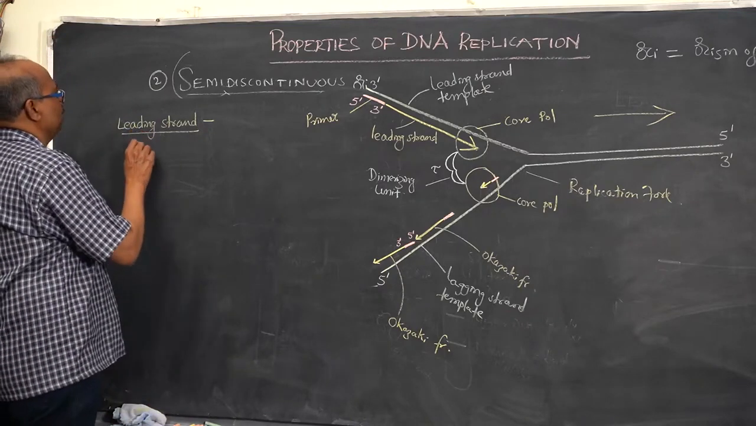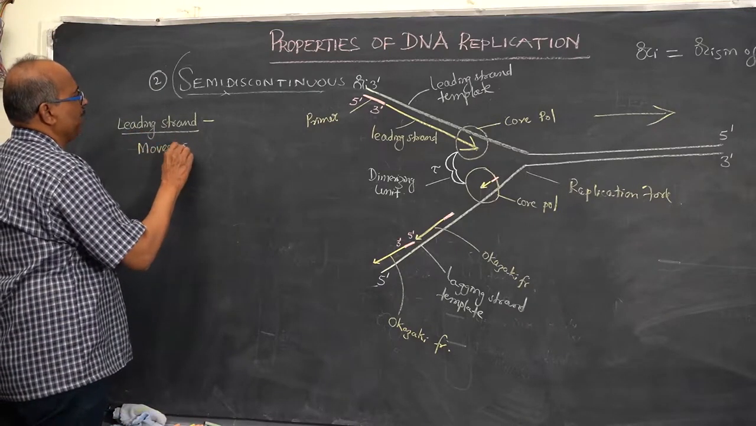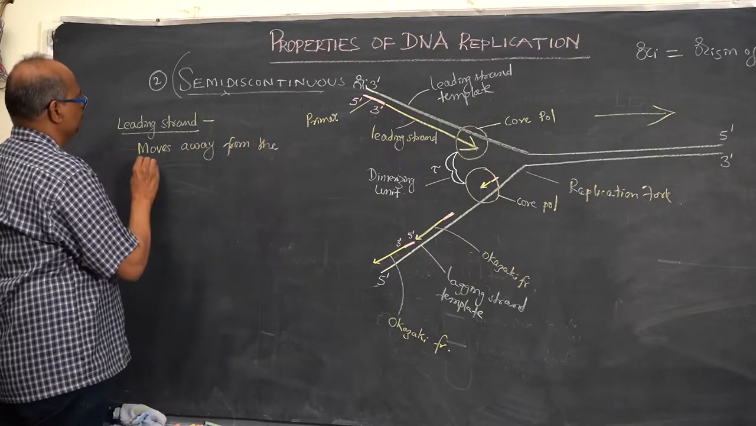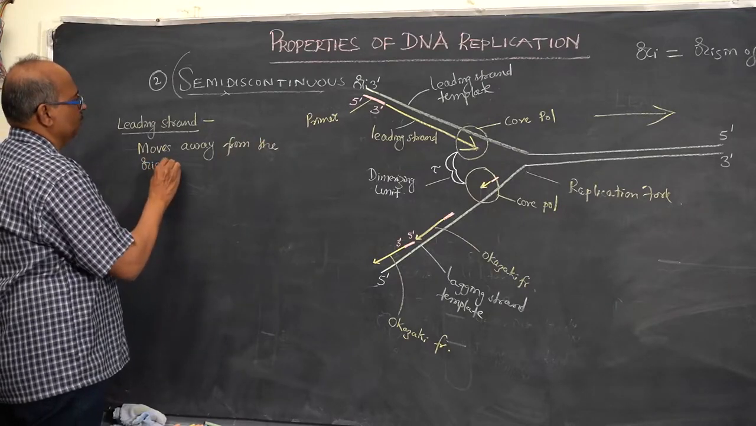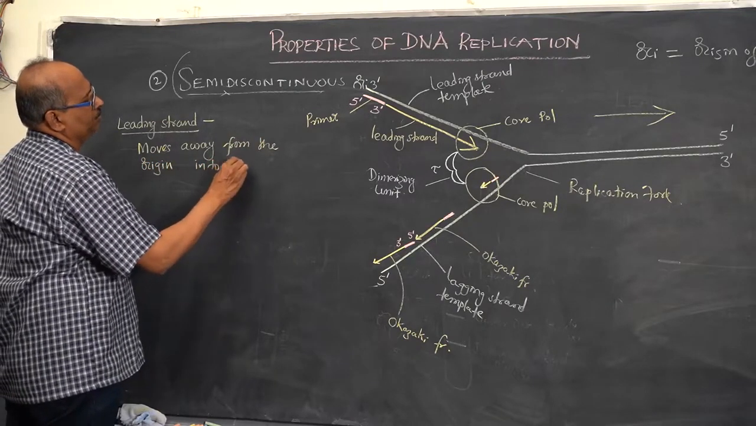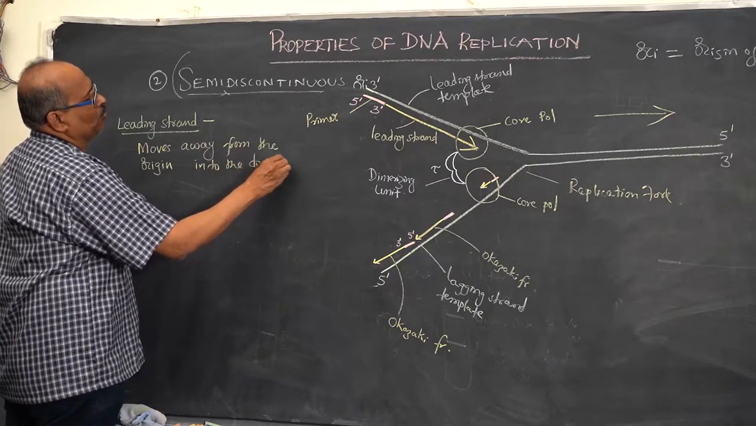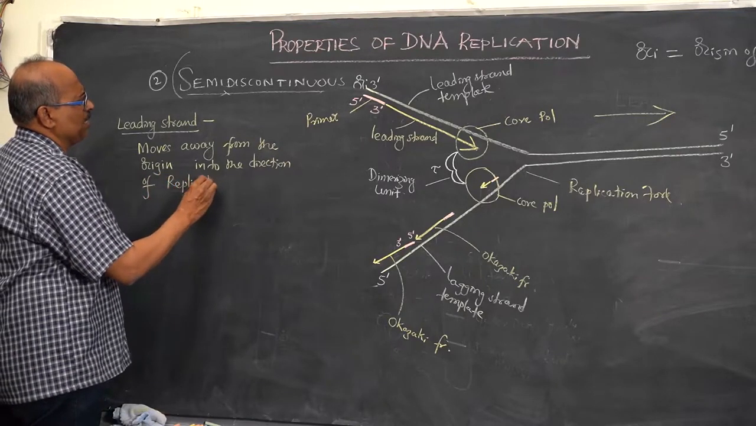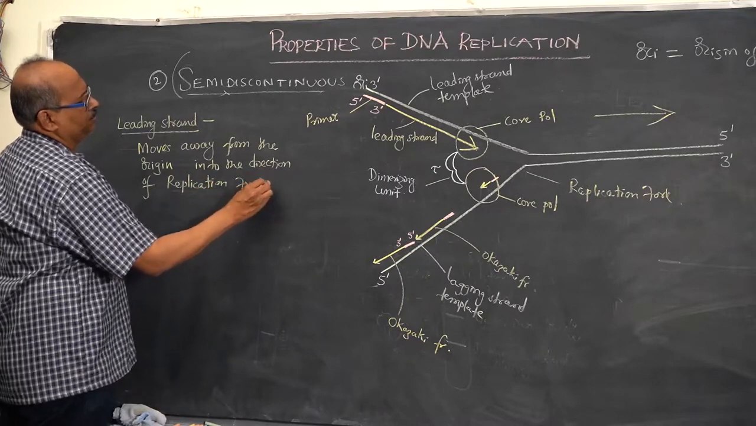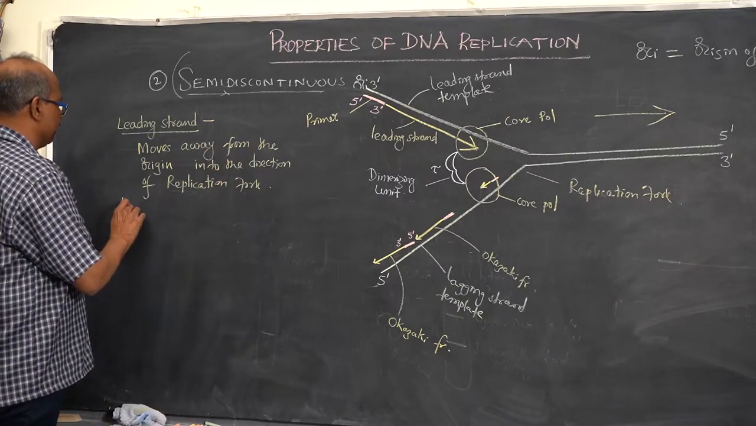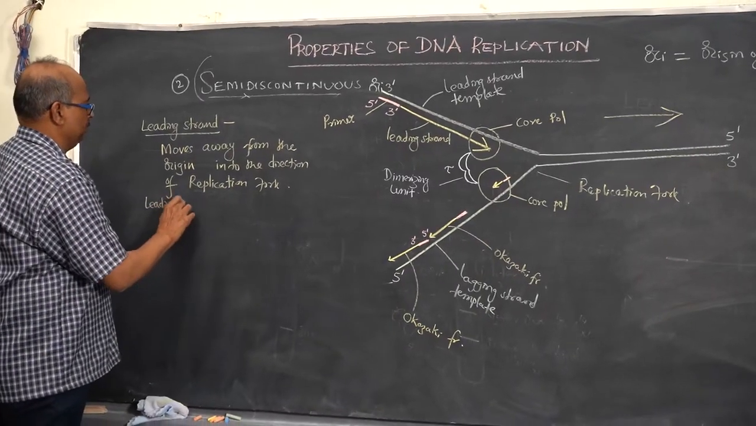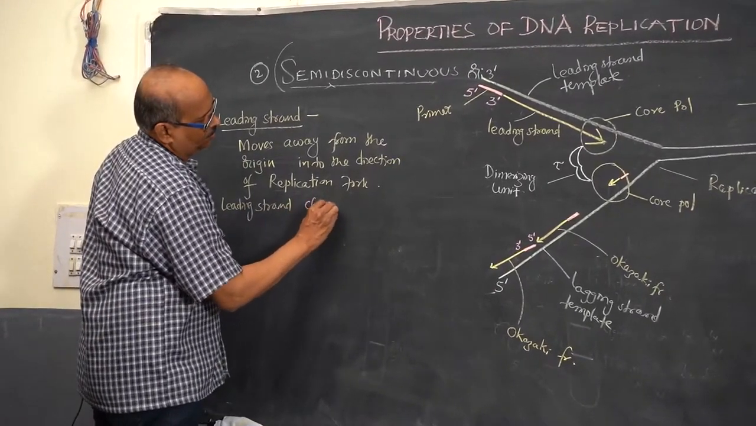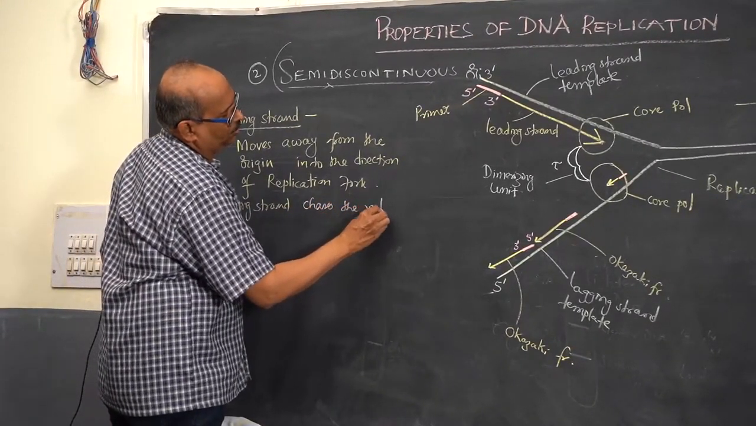So, the leading strand moves away from the origin into the direction of the replication fork. So basically, it is chasing the replication fork. So the leading strand chases the replication fork.